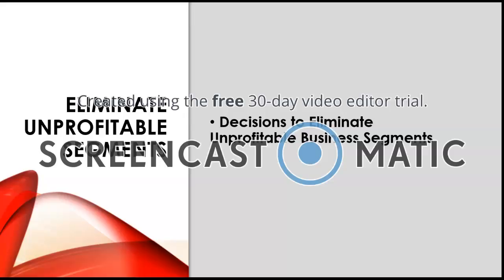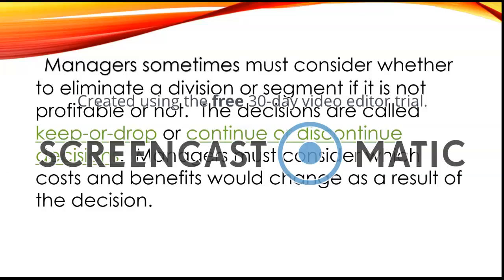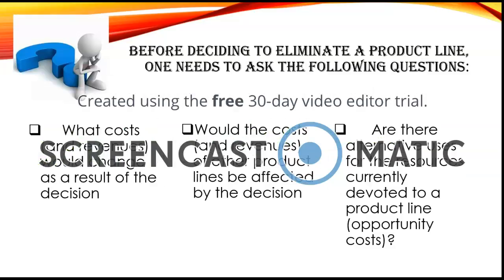Hi everyone! Today I'm going to present an incremental analysis about decisions to eliminate unprofitable business segments. Managers sometimes must consider whether to eliminate a division or segment if it is not profitable. The decisions are called keep or drop, or continue or discontinue decisions. Managers must consider which costs and benefits will change as a result of the decision.